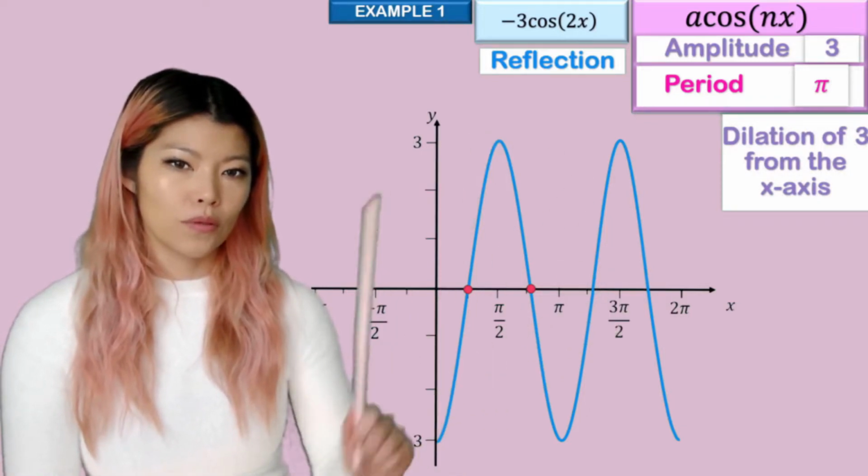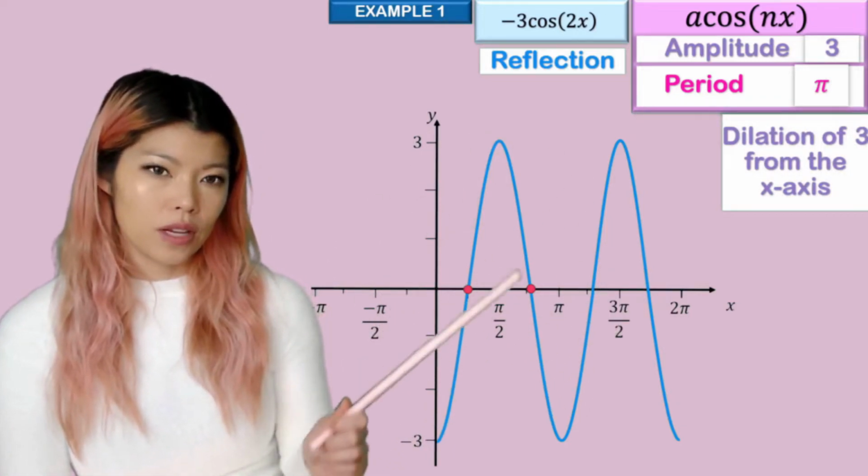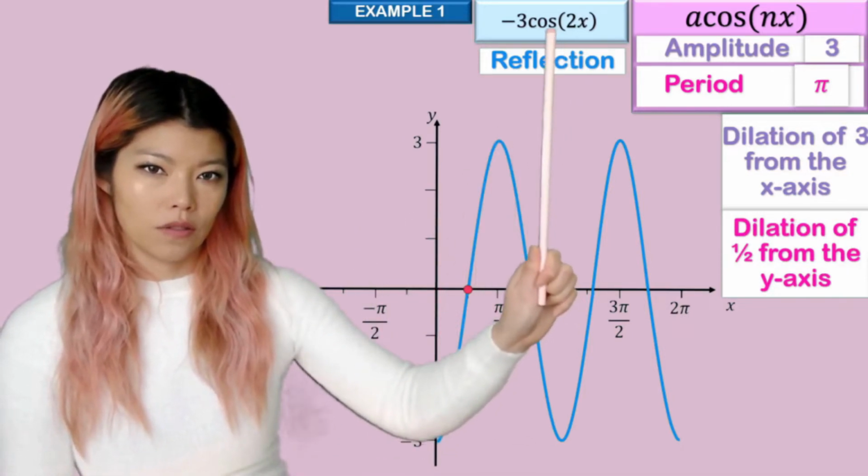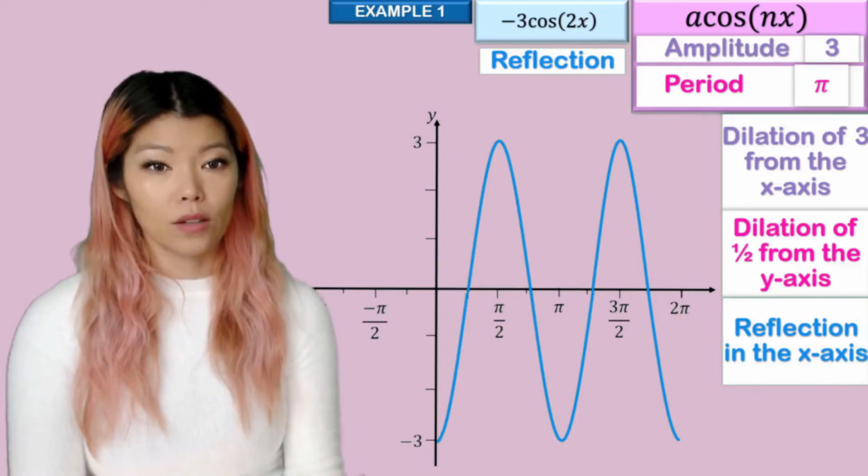Oh, and the description for this one would be dilation of 3 from the x-axis and a half from the y-axis because of that 2 over there. And also there's a reflection.